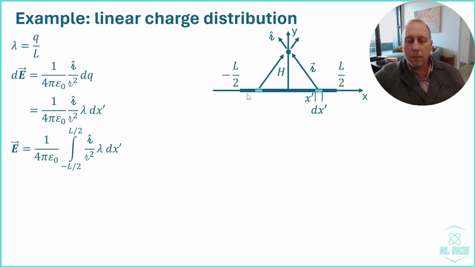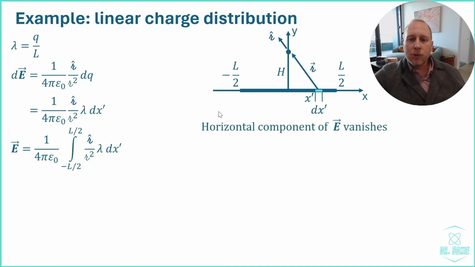And because it's completely symmetric, the horizontal component of the electric field caused by these two portions will be equal in magnitude but opposite. The original one will point to the left, the horizontal component of it will point to the left, while the new part will point to the right, and they will cancel each other out. And so the horizontal component of E vanishes.